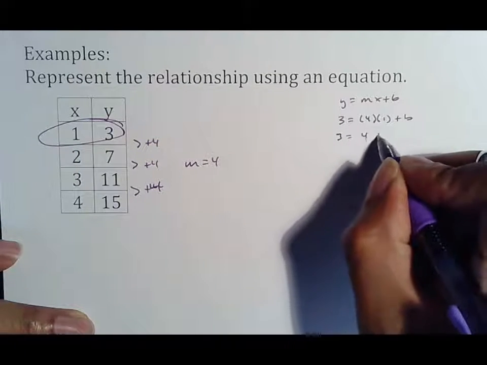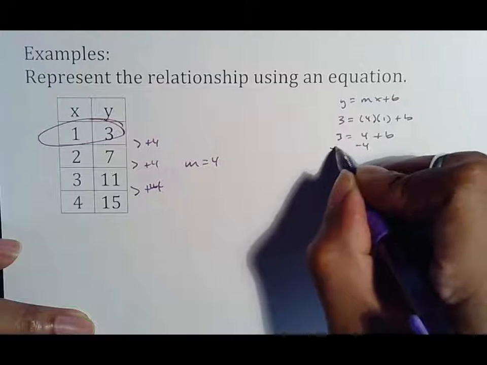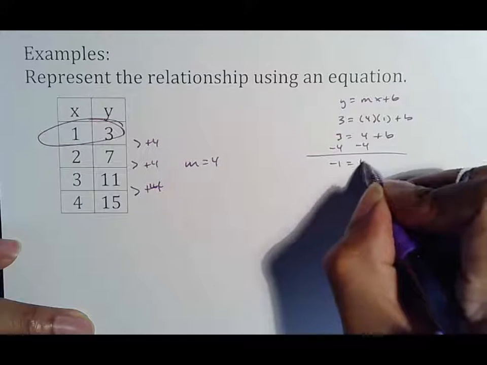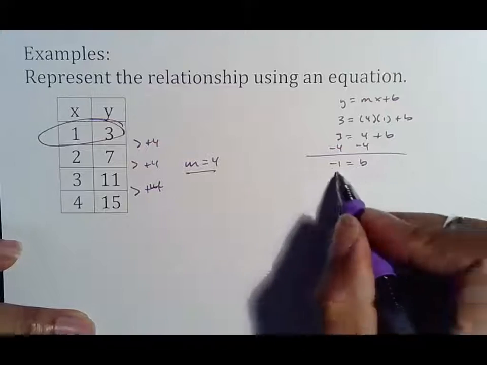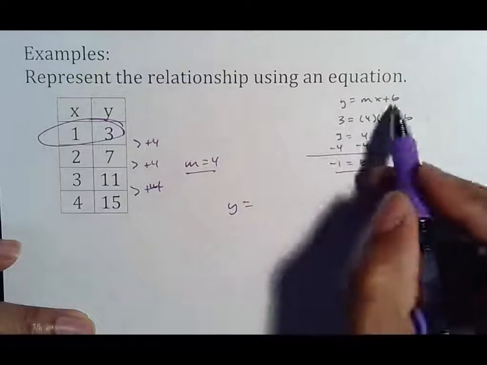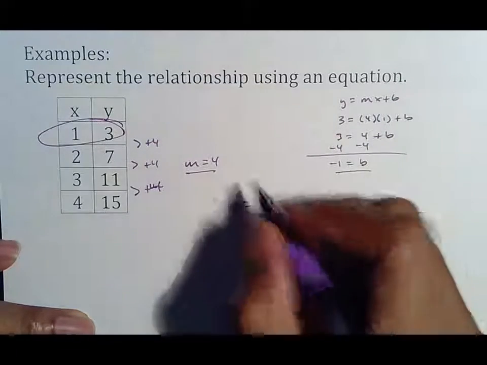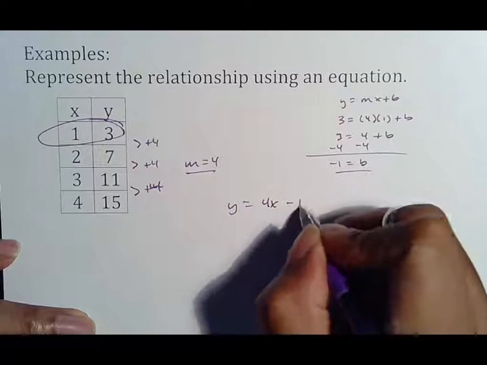3 equals 4 plus b. Subtract 4. You get negative 1 for b. And again, to answer that, you take these two things and simply plug them into the mx plus b. So that would be 4x minus 1.